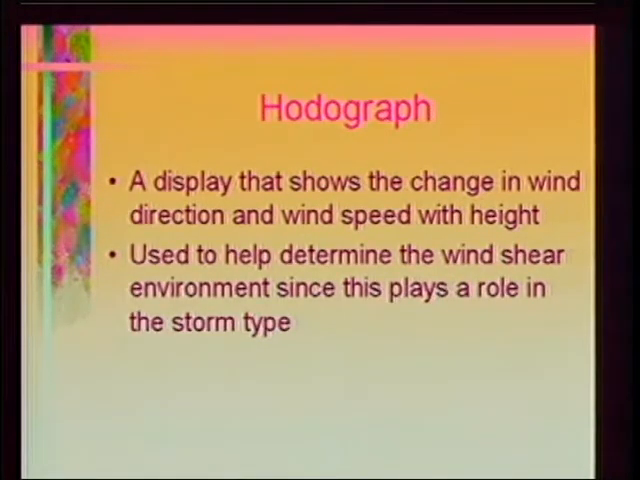Next, we're going to look at the hodograph and what exactly that is and how that's used to help forecast what the storm form is going to look like for that day. The hodograph is a display that shows the change in wind direction and wind speed with height. It's used to help determine the wind shear environment, since this plays a role in the storm type.